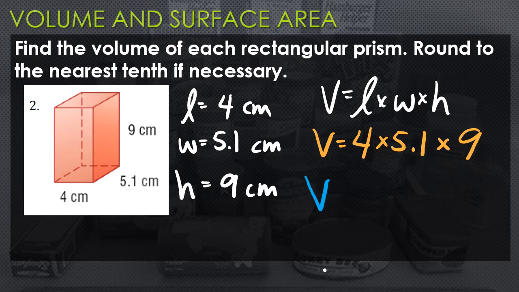When we figure this out, this is going to be in cubic centimeters. Here is our label. So we're going to do 4 times 5.1 times 9 to give us 183.6 centimeters cubed.